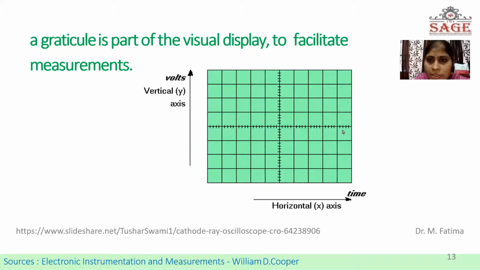The complete screen is divided into parts or divisions. This is one division, the second division, third division, and so on. So this one division is 1 centimeter, and this 1 centimeter is again divided into 5 parts. So these 5 parts show 0.2 centimeters. Similarly on the horizontal axis and similarly on the vertical axis. So this is the screen of the CRO.